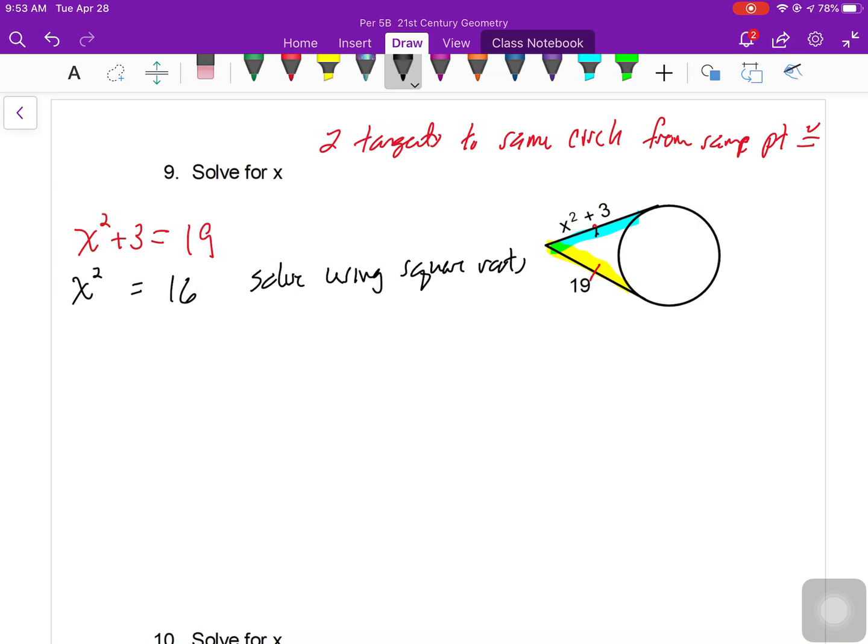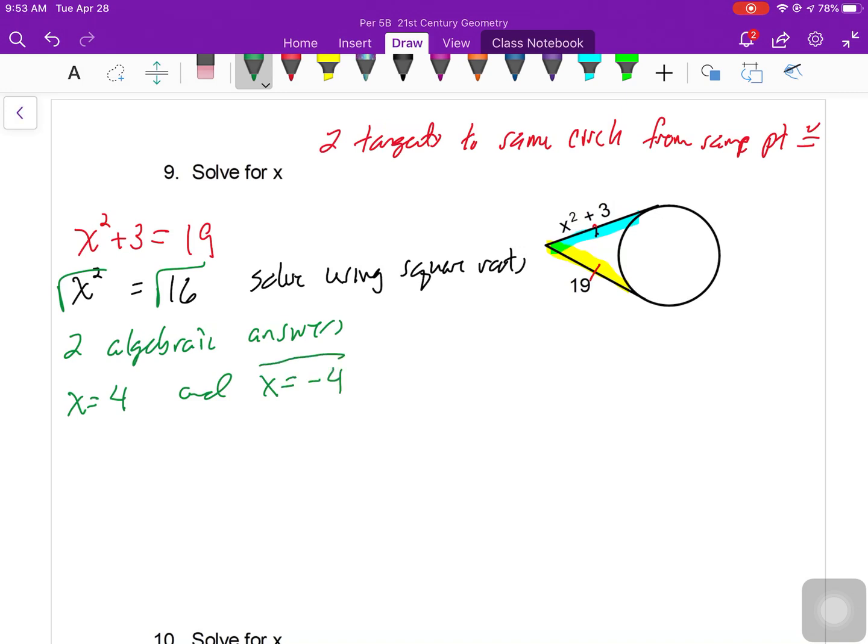We'll subtract the 3, x squared equals 16, and then we'll take the square root of both sides. And when we take the square root of both sides, we have two algebraic answers. One of them is x equals 4. The other is x equals negative 4. This time, both will work.